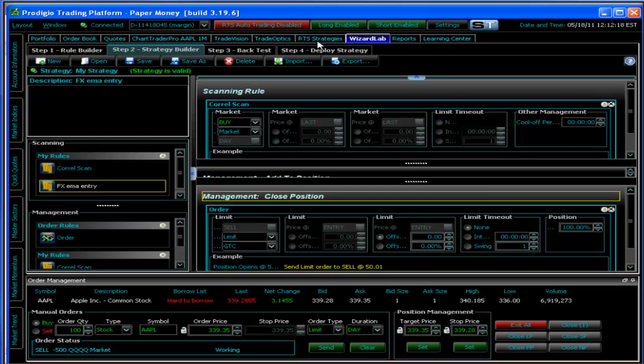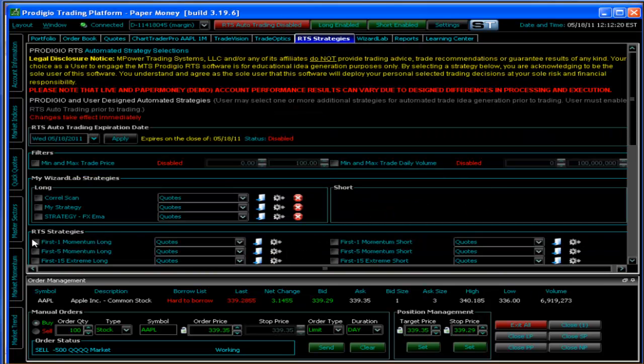I've got this strategy readily available, and I can go right into RTS strategies, and you'll notice I've got my Wizard Lab strategies right here. We'll show you how to deploy this later, but it's right there under My Wizard Lab strategies. So that's a really convenient way to begin using Prodigio and Wizard Lab. Just sign up for the Shadow Trader newsletters, take in the strategies that they're working on or developing, and just start deploying those. I'll show you how to do that right here.